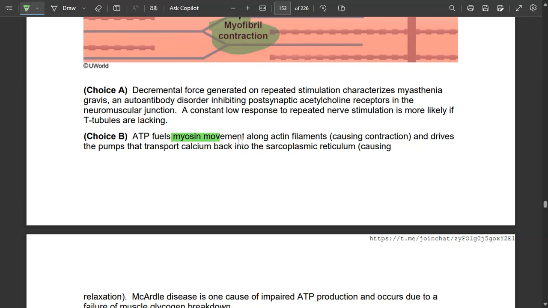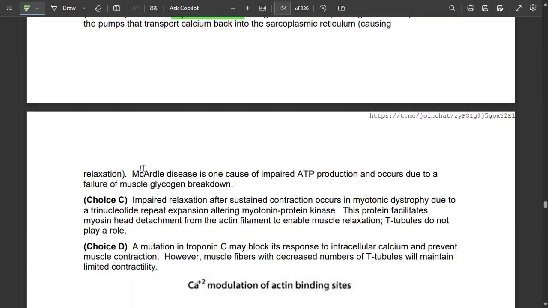ATP fuels myosin movement. It fuels myosin movement along the actin filaments, causing contraction, and drives the pump that transports calcium back into the sarcoplasmic reticulum. So ADP opens the channels in the ryanodine receptors, which move the calcium back into the sarcoplasmic reticulum, causing relaxation.